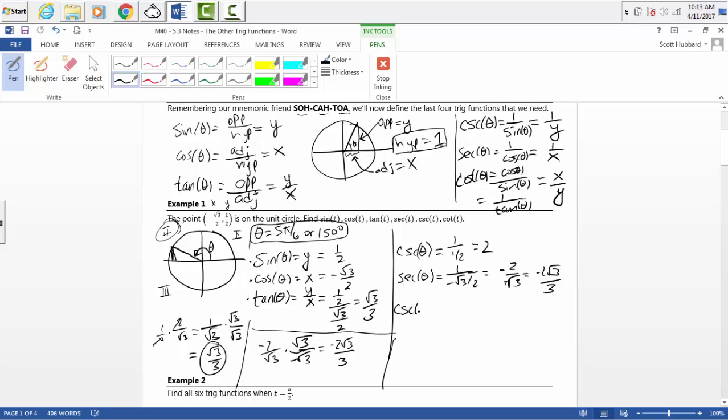And then the last one, cosecant of theta, is going to be the flip. Sorry, I already did cosecant. Cotangent, sorry. The last one is going to be cotangent, which is x over y. So it's going to be root 3 over 2 over half, which becomes root 3.